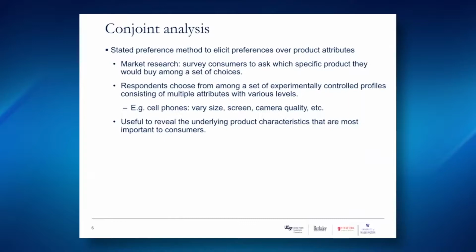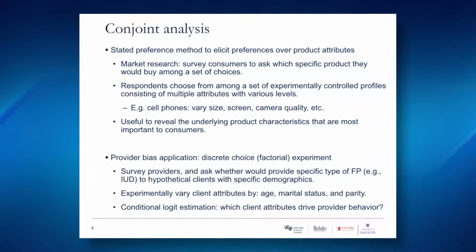What we're going to do is adapt this for thinking about provider bias. So in this case, instead of consumers, we're going to be asking providers. And we're going to be asking them questions about how they would treat patients with different types of attributes. So we're going to ask them what types of family planning they would provide to these hypothetical clients. And we're going to experimentally vary the types of clients that we are hypothetically presenting to them based on their age, and their marital status, and their parity in particular, to be able to parse these out.